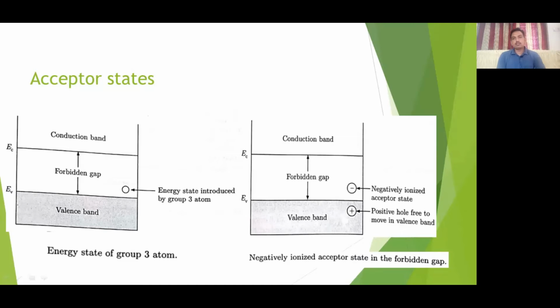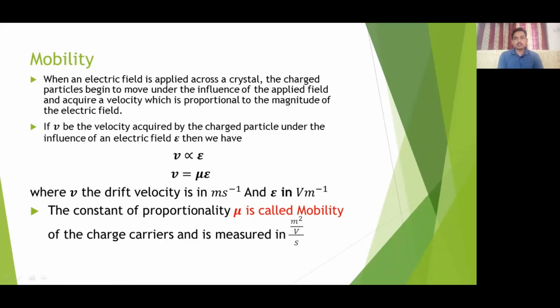This second diagram represents the transfer of an electron from the valence band to this extra energy state, the acceptor energy state, which accepts the electron and leaves behind a hole inside the valence band. Holes inside the valence band are treated as free positive particles that take part in conduction in p-type semiconductors.